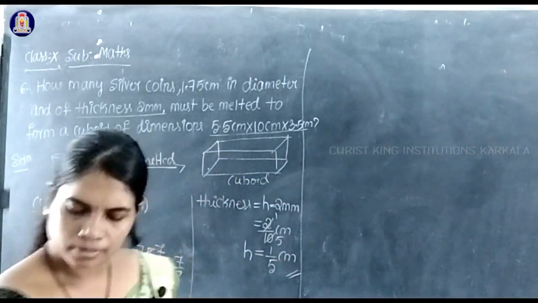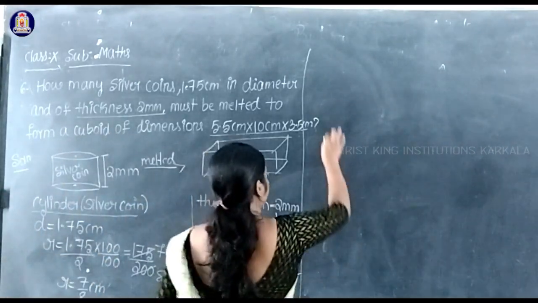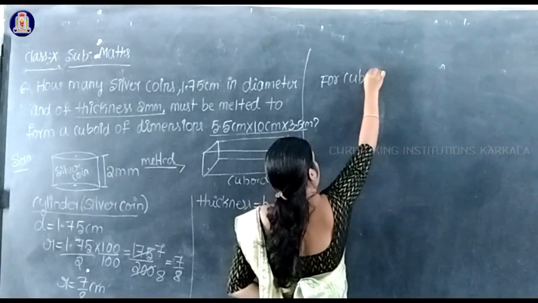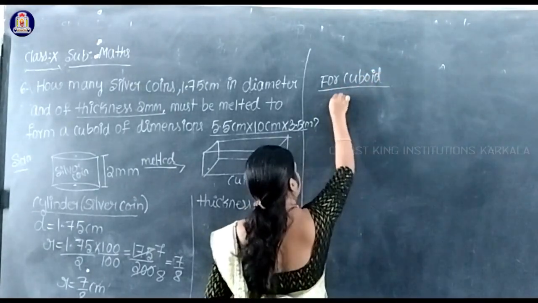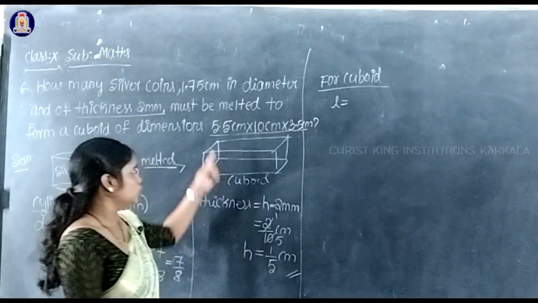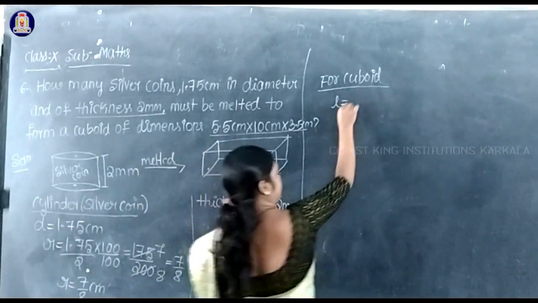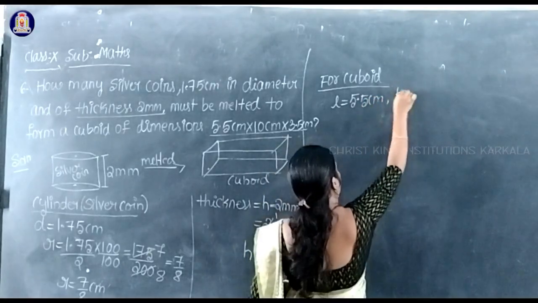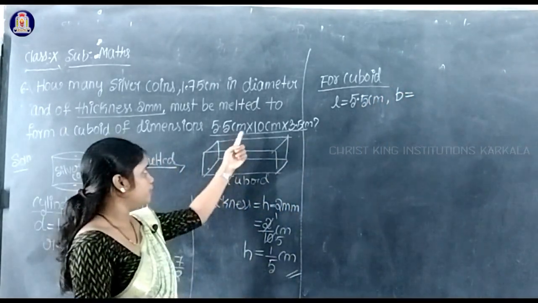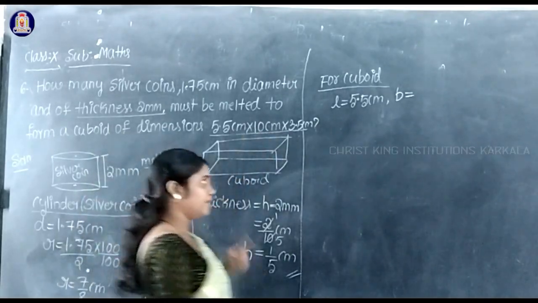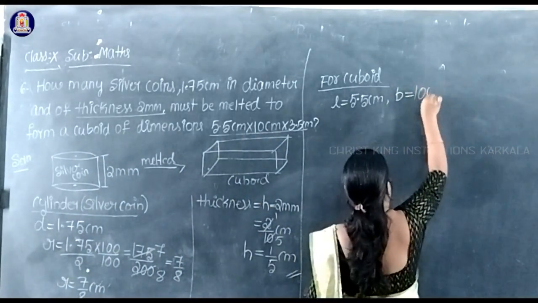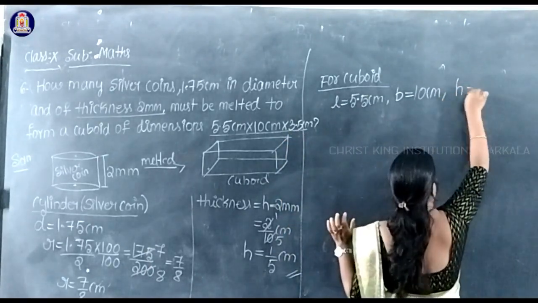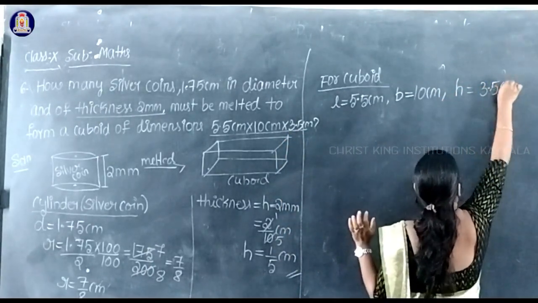So for the cuboid, what is the information given? Length is given. Length is equal to how much? 5.5 centimeter. Also breadth is given. What is the value of breadth here? Breadth is equal to 10 centimeter. Also height is given. Height is equal to 3.5 centimeter.